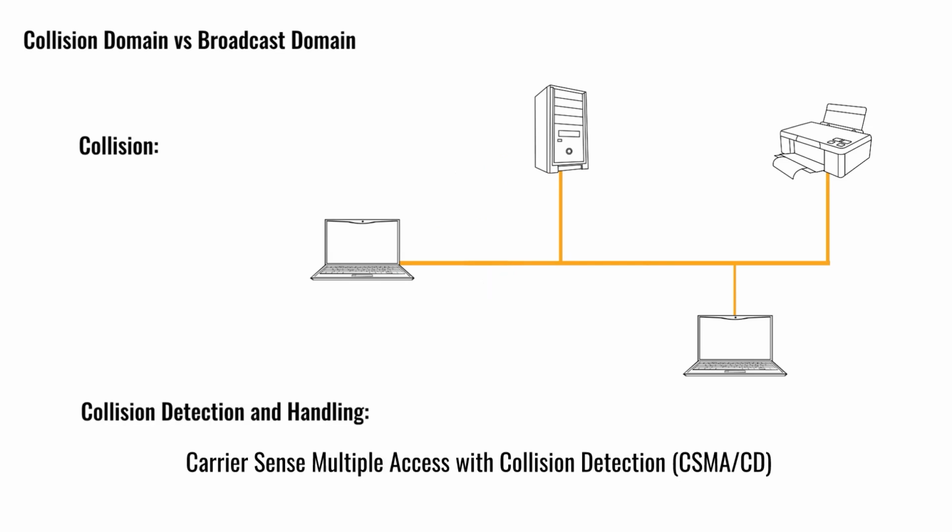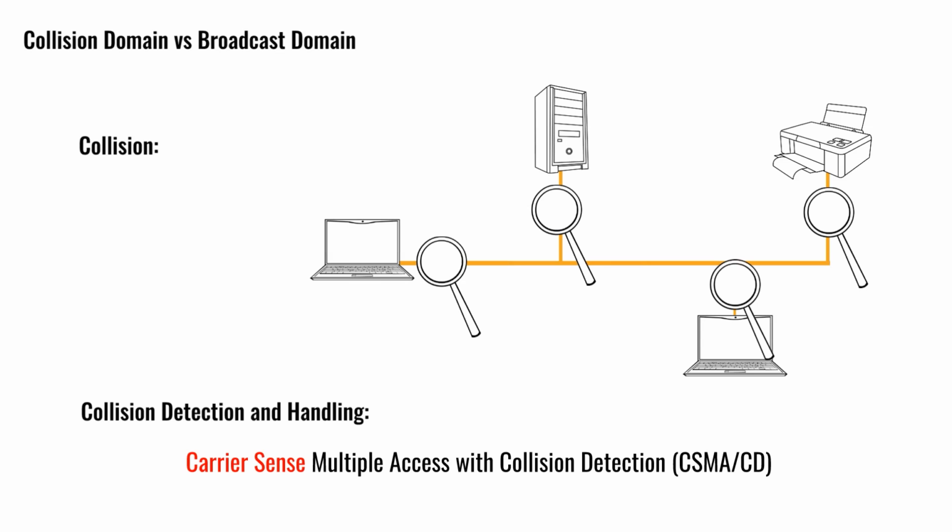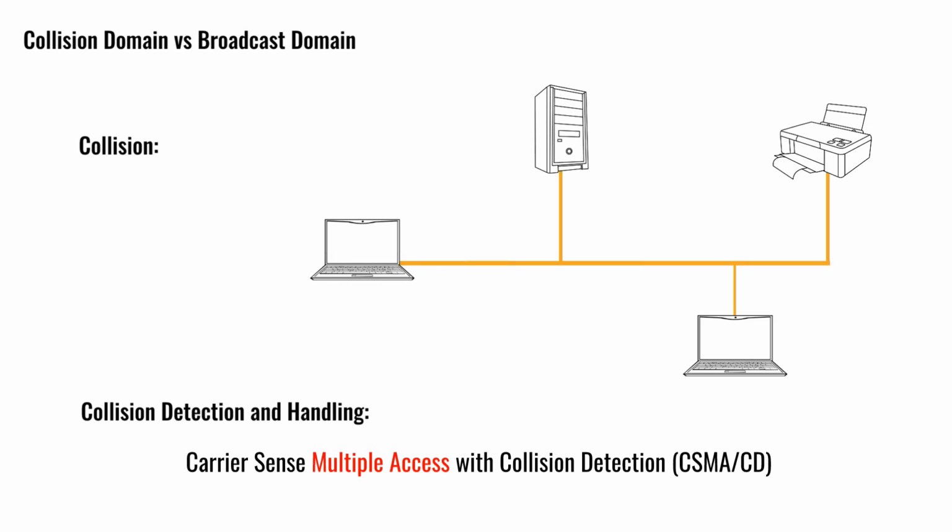Ethernet networks use carrier-sense multiple access with collision detection, or CSMA/CD, to detect and manage data collisions. In this method, a device listens to the network before transmitting to ensure no other device is transmitting. All devices share equal access to the network medium. If two devices transmit simultaneously and cause a collision, they stop immediately. Afterward, each device waits for a random period before attempting to retransmit, reducing the chance of further collisions.